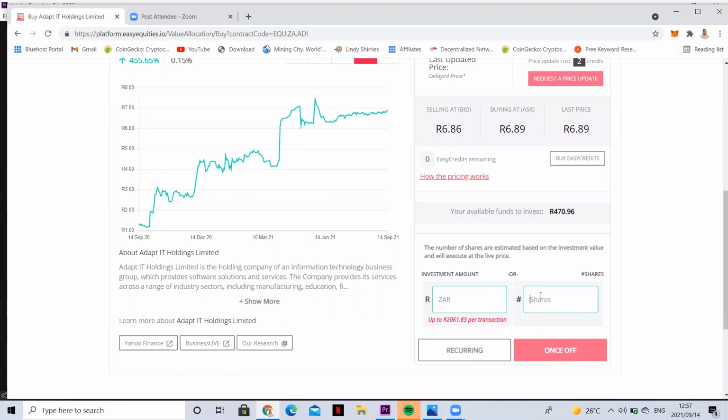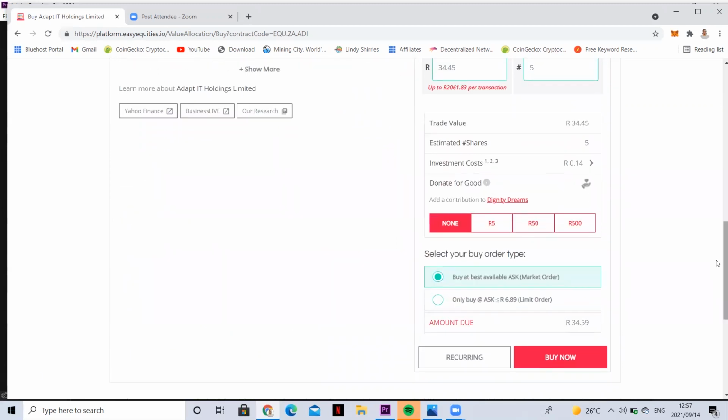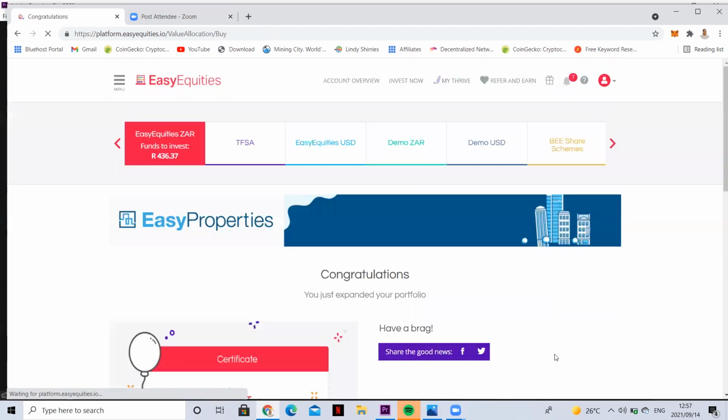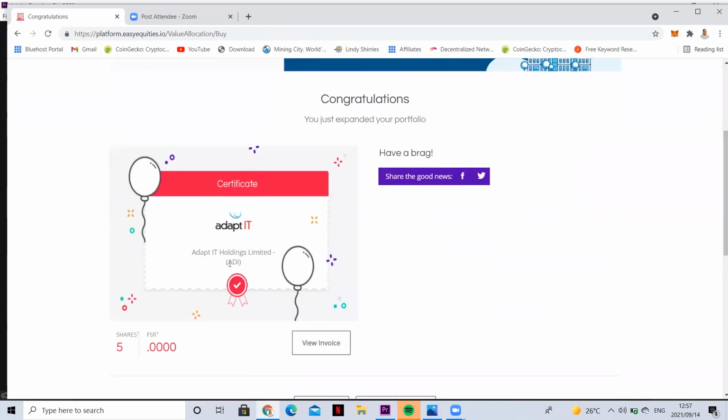So let me just select 5 shares for Adapt IT, and then I'll click once off. And then it will give me the total. The total is around 34 Rand. I'm fine with that. Actually, I am tempted to say 10, but let's just go and buy the other ones to make sure I list my 10, and then I'll come back and add another 5. As you can see, just like that, I already have a certificate for Adapt IT. So that's the second one.